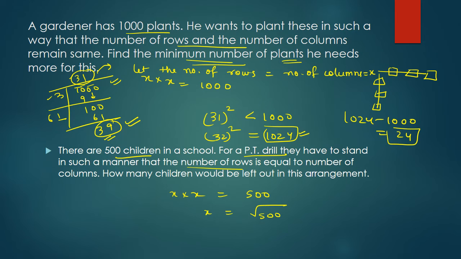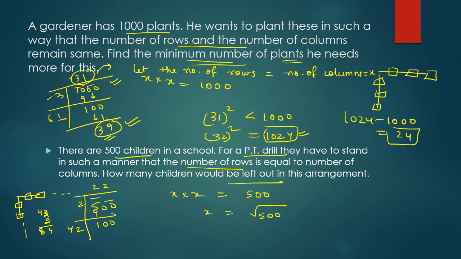So how many children would be left out? When this arrangement is complete, how many will be left out? For that, again, find out the perfect square. 2 2s are 4, 2 and 2 4, and then you can have 43 will be more. 2 2s are 4, 4 2s are 8. 10 minus 4 6, 9 minus 8 1.